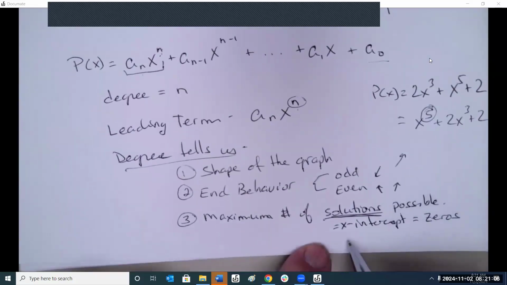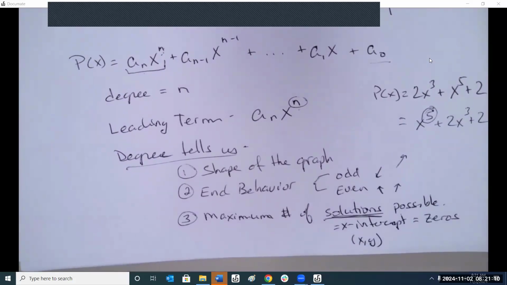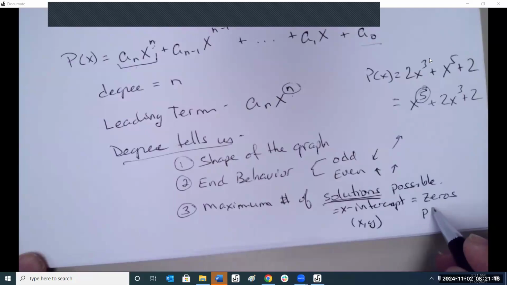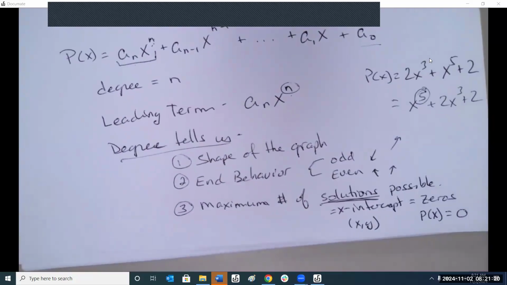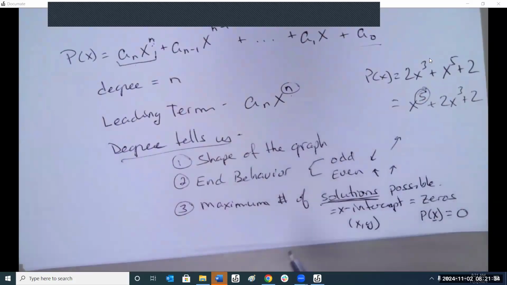They're the same thing. It's just they're written differently. The x-intercept is a point. It's a location. The 0 is a value of x. It's a value of x that makes the equation equal to 0. So you see, all this stuff is built upon just by looking at it. And all this is simply from the largest exponent.